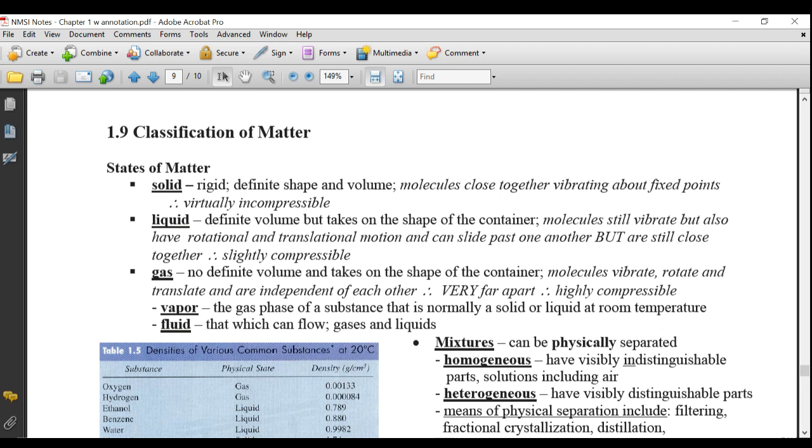So just to review, we do have states of matter that we can think about. Our solids are rigid. They have a definite shape and volume, meaning if it's definite shape, it holds its shape on its own. Definite volume means I can't really squish those particles together anymore. Liquids have a definite volume. I really can't squish liquids very easily.